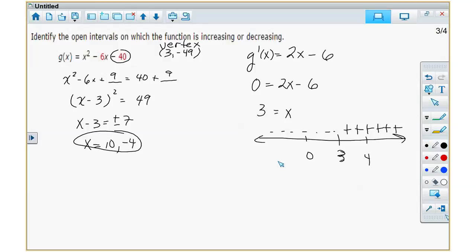G double prime of x is equal to 2. Well, what do you do there? You know that it's going to be positive, because 2 is positive. So it's concave up. And we all know a parabola is concave up. On the increase and decrease, it's negative on the left of 3 and positive on the right of 3, with the vertex at 3. You can look at that too. But on a parabola, you know that.